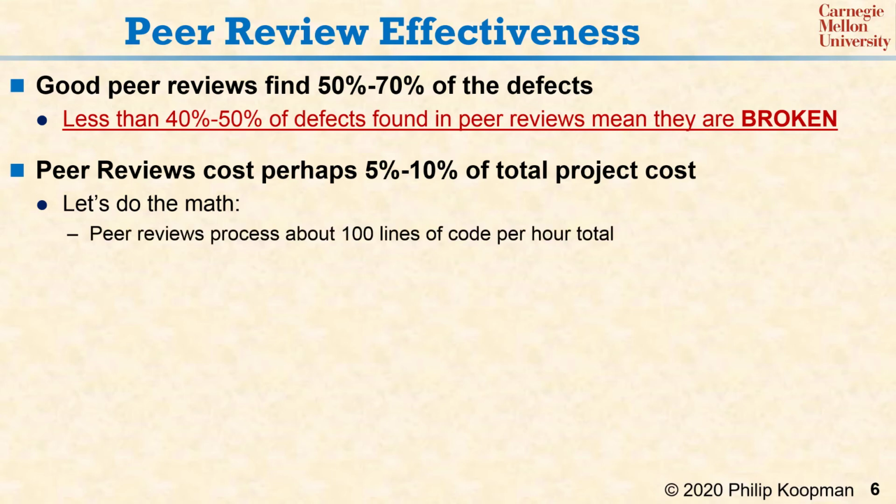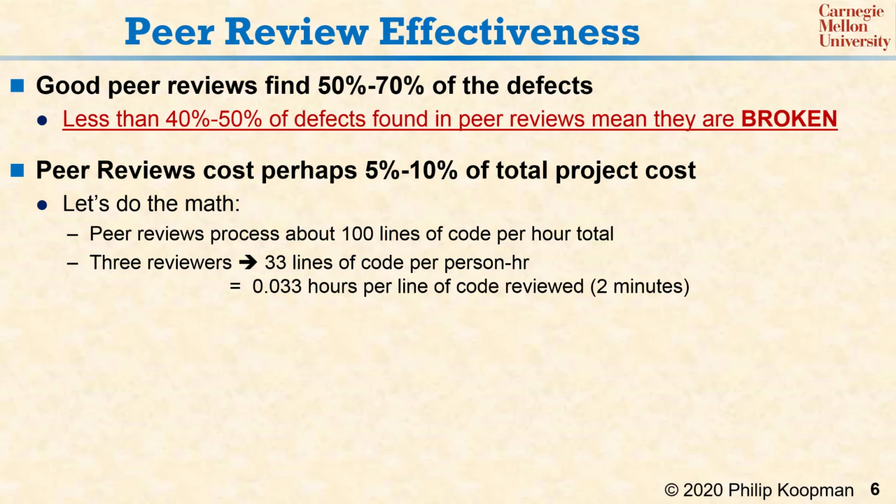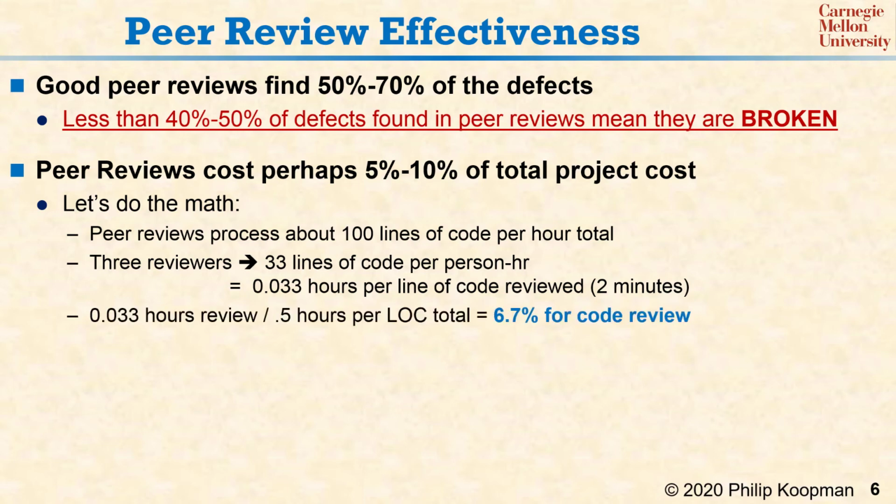Peer reviews cover 100 to 200 lines of code per meeting hour. Including some time for preparation, let's call it 100 lines of code per hour total. Assuming that you have 3 reviewers all spending that hour to look at 100 lines of code, that's about 33 lines of code per person hour of labor. That sounds pretty cheap at only 2 minutes per line. If you consider that a fast team is writing 2 lines of code per hour, spending 4 minutes out of that hour on peer review is less than 7% of the total project cost. That seems pretty cheap for finding half the bugs.